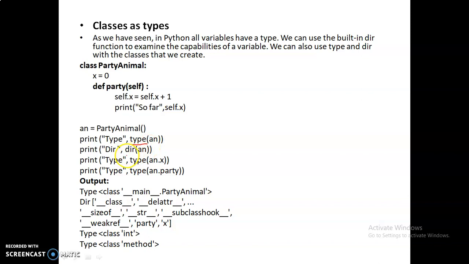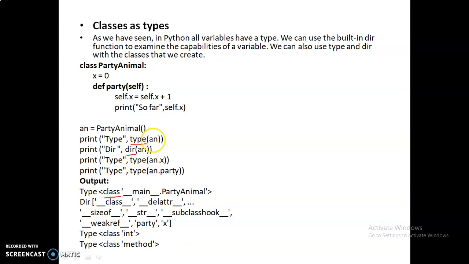But we can also use one more function, dir. This is to check the capabilities of the variable: how the variable is created, where the variable is created, and what is the different scope of the variable. All of those we can get with dir. Whenever you use type of an, you'll get the output like this, class.